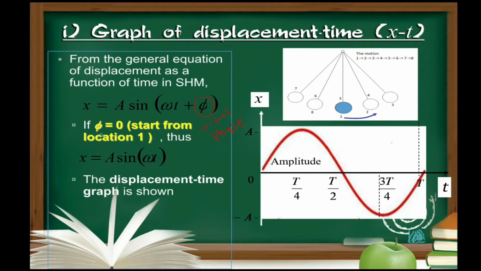So here, if phi is 0, phi 0 means it starts from number 1. Thus, you put this one as 0, and you end up with x equals A sine omega t. So this is a sine function. You have x versus t, and this is your sine function. One complete cycle is the period T.